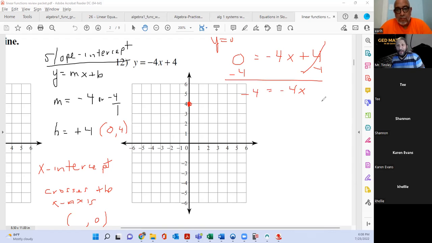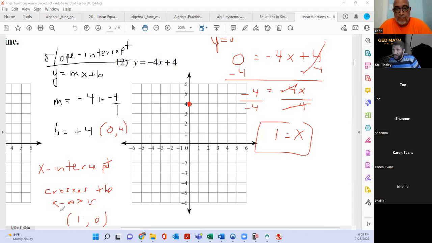So x is still not by itself. In order to get x by itself, because x is being multiplied by -4, we're going to divide by -4. Whatever we do to one side, we do to the other. The two -4's cancel, and -4 divided by -4 is 1. So our x-intercept, since x is 1, will be (1, 0).